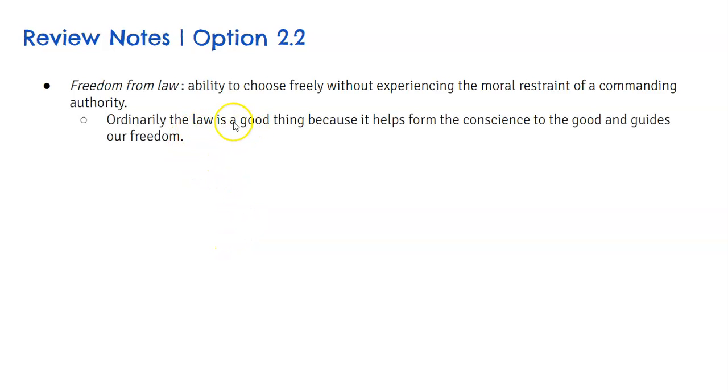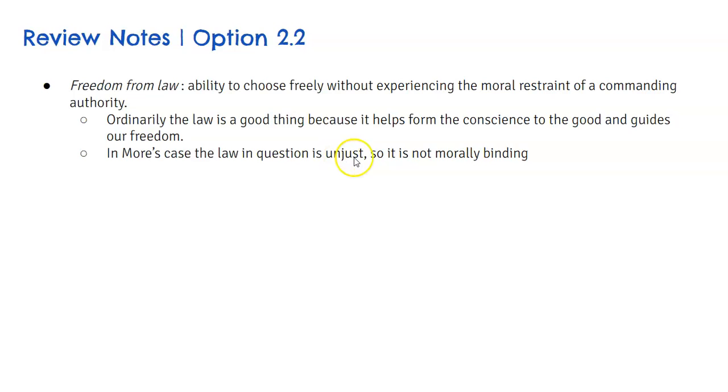So ordinarily in Catholic thought, we see the law as a good thing, because it helps to form the conscience and guides our freedom toward the good. Because remember, we believe the reason why we have freedom is to choose the good. So in Moore's case, the law in question is unjust, so it's not morally binding. We're morally obligated to follow the law, but remember what St. Thomas Aquinas said: if the law isn't just, it's not a law at all. And we saw that in Martin Luther King when he talked about the segregation laws. We saw that in Antigone when she said Creon's law was unjust.